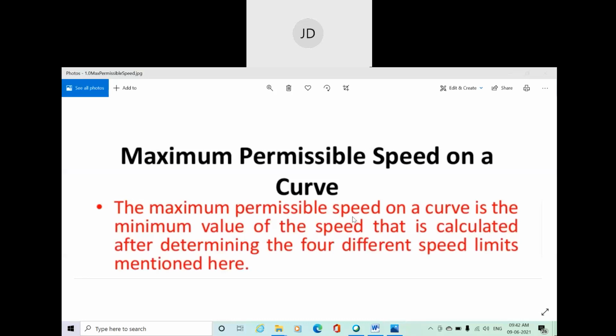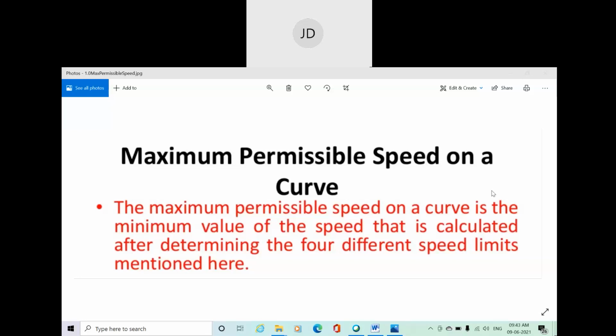So almost similar is that. Basically, how to decide the maximum permissible speed on a curve? The maximum permissible speed on a curve is the minimum value of the speed that is calculated after determining the four different speed limits mentioned here. That means there are four conditions, four factors. Based on these four factors, we first need to fix the speed of the train, and from those four values of speed, we have to take the minimum value from four formulae or four conditions.